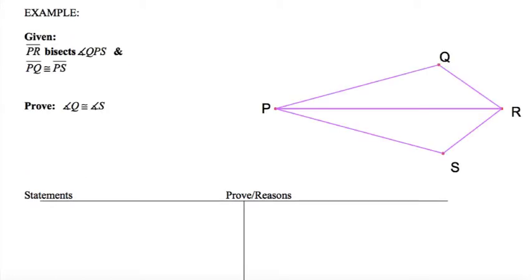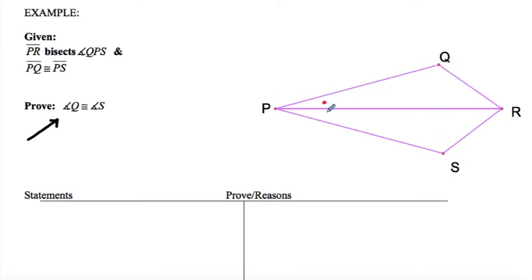So at the bottom of the second page, you'll see there's an example. PR bisects angle QPS, and PQ is congruent to PS. I want to prove that angle Q is congruent to angle S. Well, this is a great place to prove the triangles congruent first, and then prove the angles congruent by CPCTC. Why? Well, because I have two triangles that I see, and I know that that's a method for proving angles congruent.